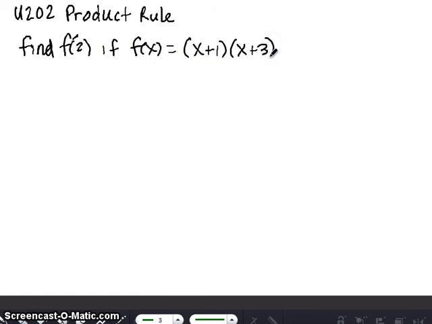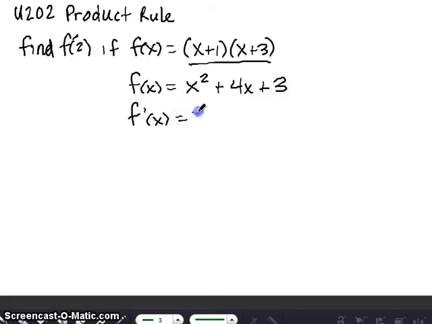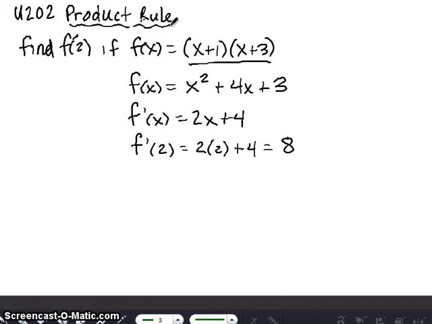And in the previous lesson, we couldn't really take the derivative yet because we had this product here. So we had to rewrite it without the product. We had to use our distributive property. Get x squared plus 4x plus 3. Then we could take our derivative, get 2x plus 4, and plug in our value of 2. And get 8.